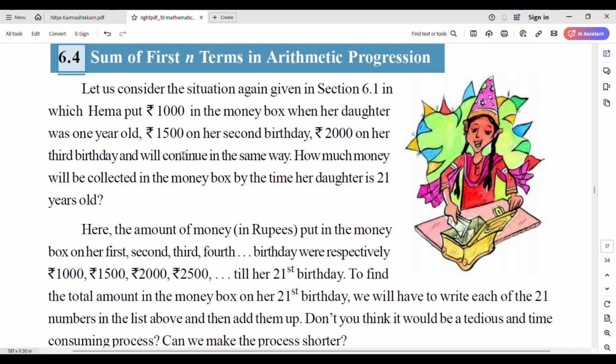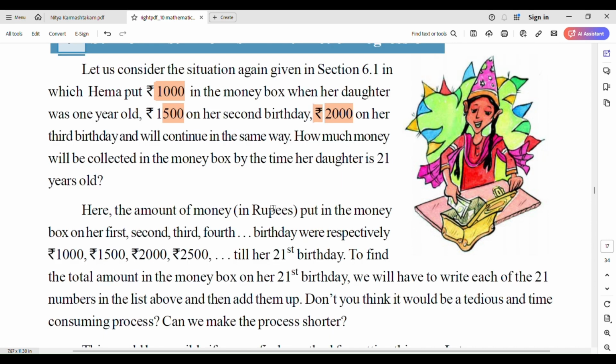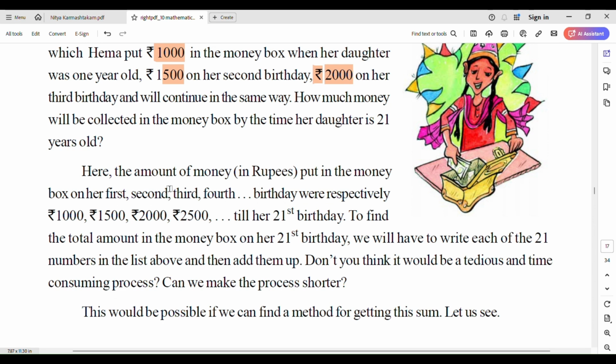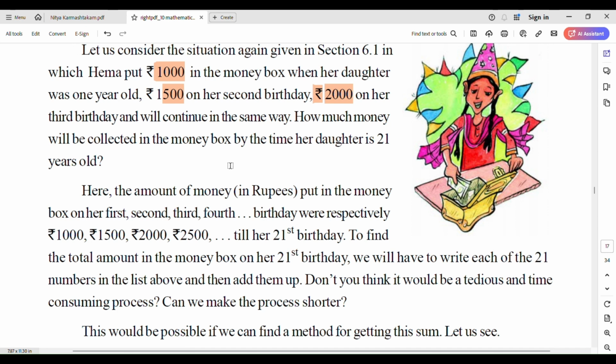Let's consider simple examples. We have an arithmetic series basically, let's say 1000, 1500, 2000, like this, and in this series we want to sum up. The example given here is: Hema has put 1,000 rupees in a money box when her daughter is 1 year old, and 1500 on her second birthday, 2000 on her third birthday, and continues like that up to 21 years. How much money will be there in the box?